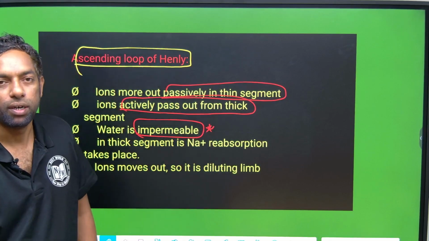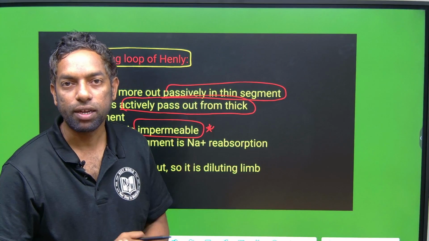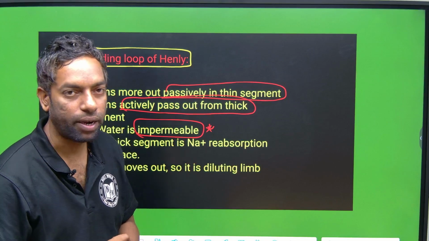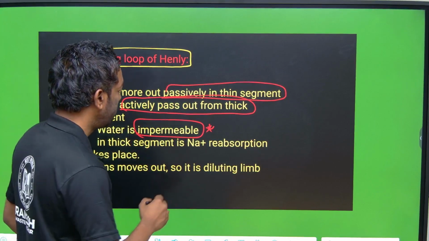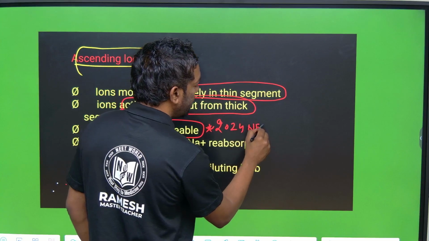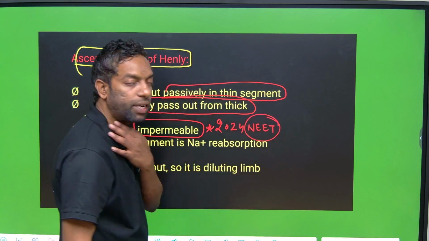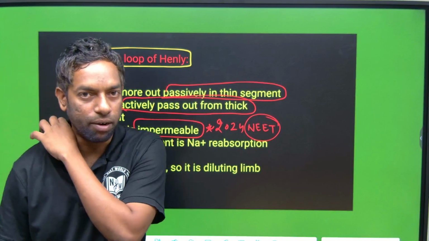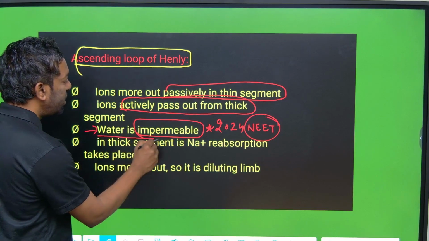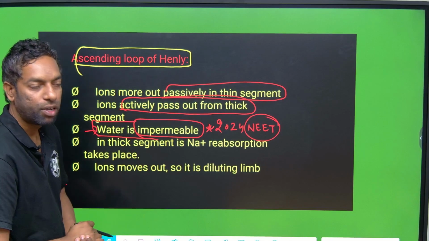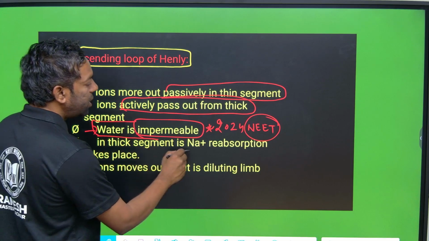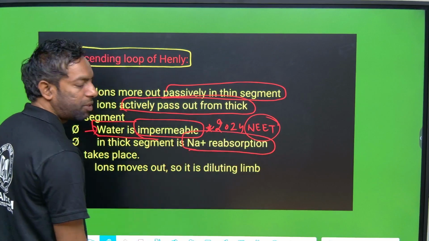2024 NEET question: in the descending Henle loop, water is permeable, Na is impermeable. They asked what reabsorption takes place in the descending Henle loop. It is opposite to the ascending Henle loop. In the descending Henle loop, sodium is impermeable, water is permeable. In the thick segment, sodium reabsorption takes place.